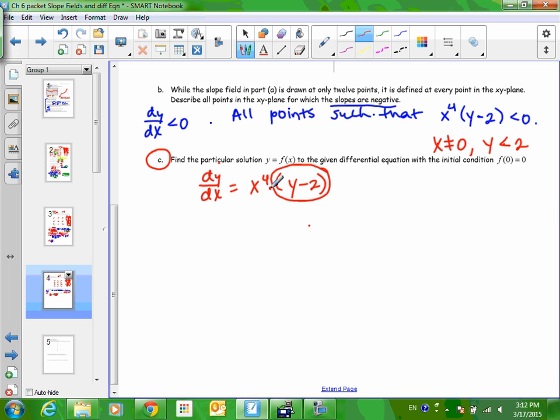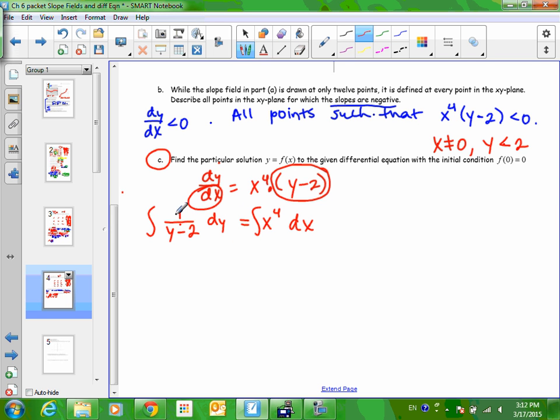Okay, look, this is x to the 4th times y minus 2. So how am I going to get rid of that y minus 2? I'm going to divide it, and this is what it's going to look like. We haven't seen this yet. It's going to look like that. 1 over y minus 2 dy equals x to the 4th times dx. Okay, we've separated our variables. So what are we ready to do now? We are ready to integrate.